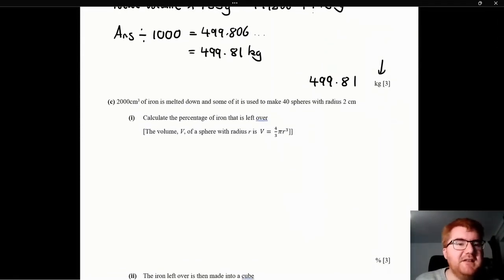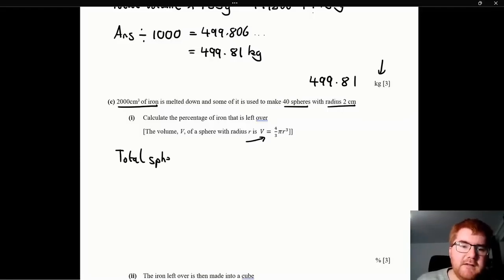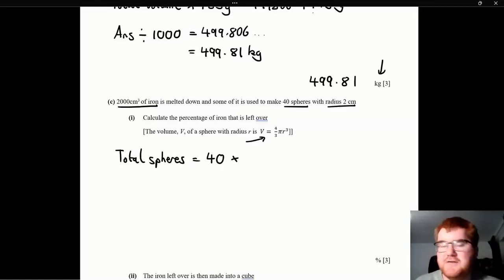Now on to a related question. So 2,000 cubic centimeters of iron are melted down, and some of it is used to make 40 spheres with radius 2 centimeters. Calculate the percentage of iron that is left over. Again, we've got this key formula that we need to be aware of. So the first thing that we need to do is work out what cubic centimeters 40 spheres of radius 2 centimeters would be. So if you work out the total spheres, that will be equal to 40 times each of these spheres.